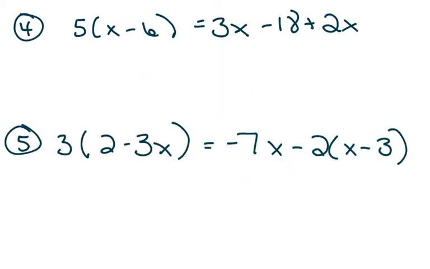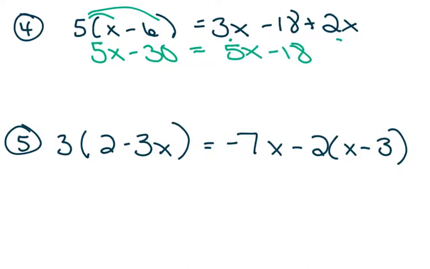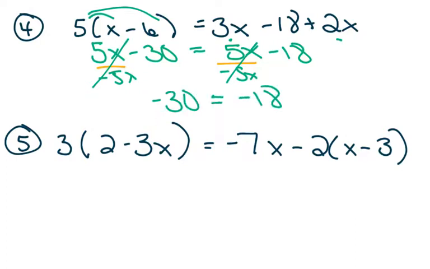All right, our number 4 example starts the same way. We are going to distribute first. So we get 5x minus 30. On the right-hand side, we've got x's in 2 different spots, so I'm going to combine those. That gives me 5x minus 18. What I'm noticing right here is I have the same amount of x's on both sides. So if I were to subtract them so they'd be on the same side, they end up going away, and you're left with negative 30 equals negative 18. Okay? That is not true. Negative 30 is not the same as negative 18. So on here we write no solution.